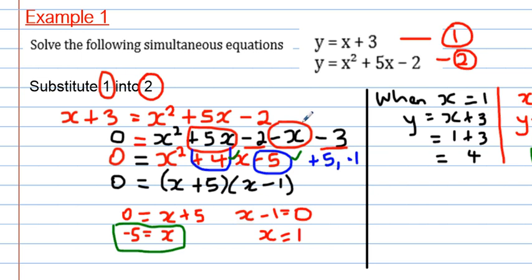And when x is 1, y equals 4. If you test it, it will work for all your values. So here, let's check. When x is 1, 1 plus 3 is 4, so y is 4. When x is minus 5, plus 3 is minus 2. It will work for this as well. You can check. When x is 1, 1 squared is 1, plus 5 times 1 gives you 6, and 6 minus 2 will give you 4. So that's correct.